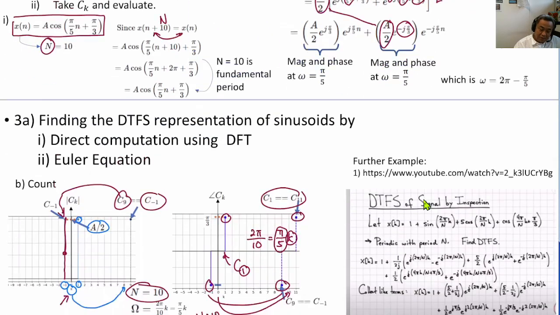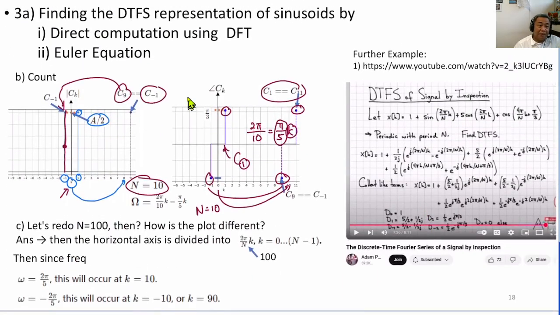So again, this is how we find the DTFS representation using Euler's equation as well as direct computation using MATLAB.